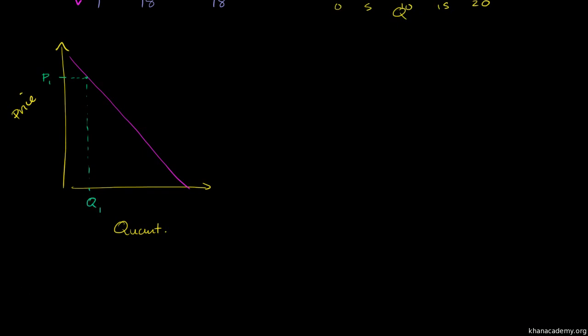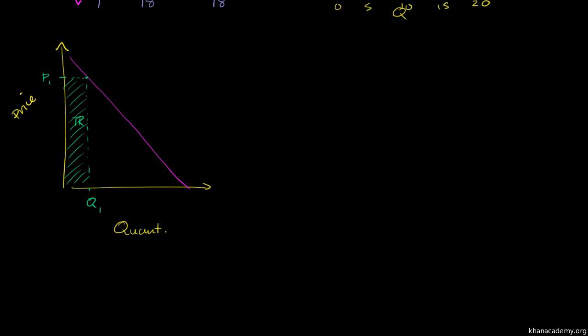And we already know that the total revenue is the area of this rectangle right over here. This is the total revenue. It's just the price times the quantity. If I'm selling 2 burgers an hour and for $9 a burger, I'm going to make $18 per hour. That's going to be this area right over here.